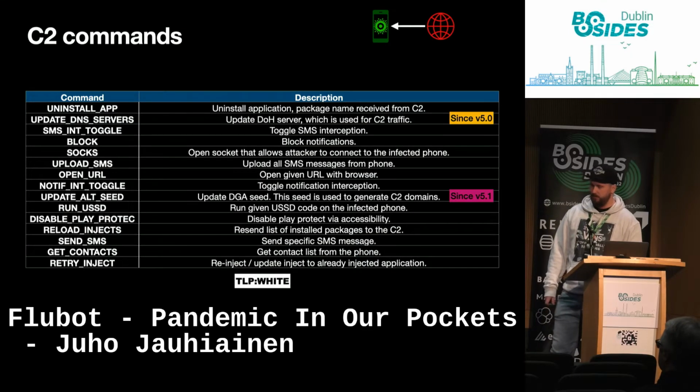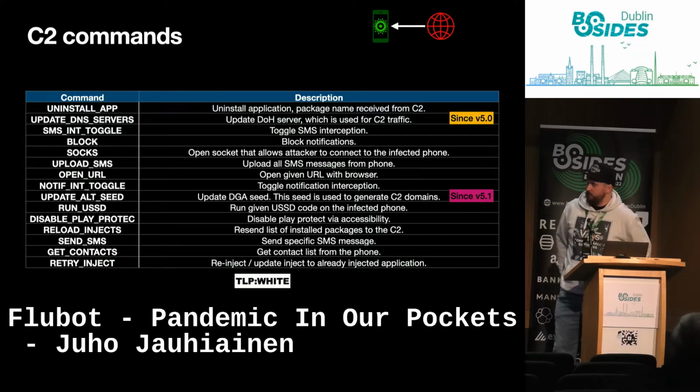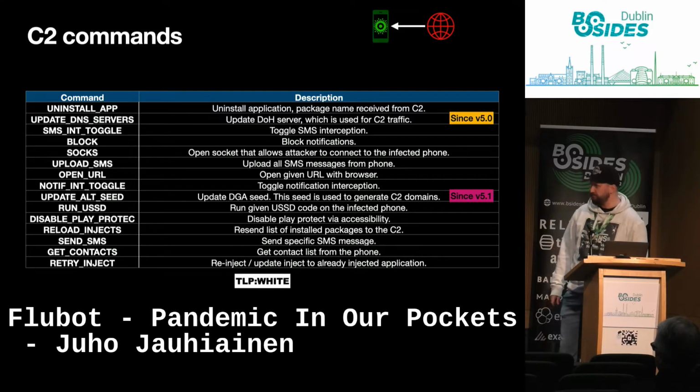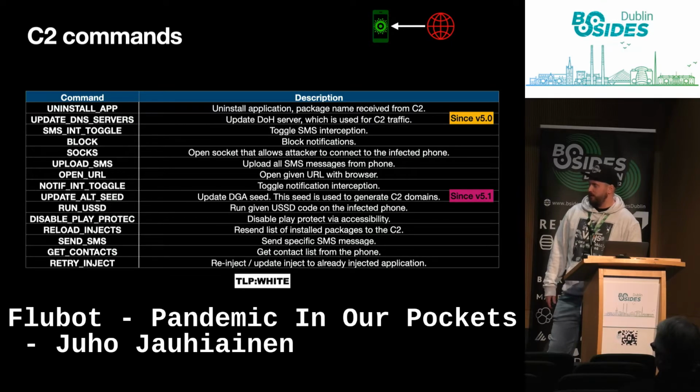So what does the C2 answer to the client? The client has multiple different capabilities which it can do. I will mention a few of them. I think the worst one is the socks. The attacker can actually have a direct connection to the phone and do whatever they like there. So it's basically a backdoor. I haven't seen that being used, and I don't know if it has been used, but there's a feature for that.